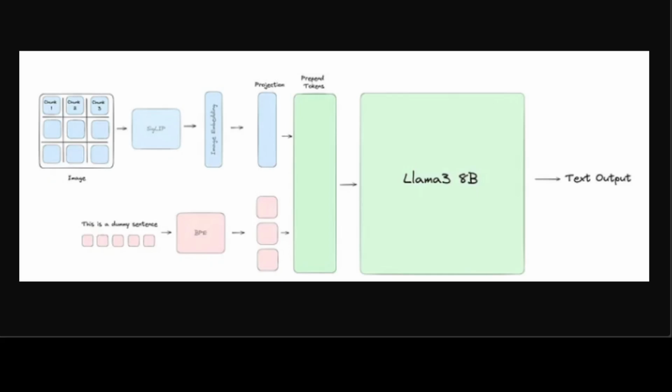Finally, the visual tokens from the projection block are prepended to the textual tokens, and the joint representation is passed into Llama 3 just as it normally would. So this is just a high level of how everything works here.